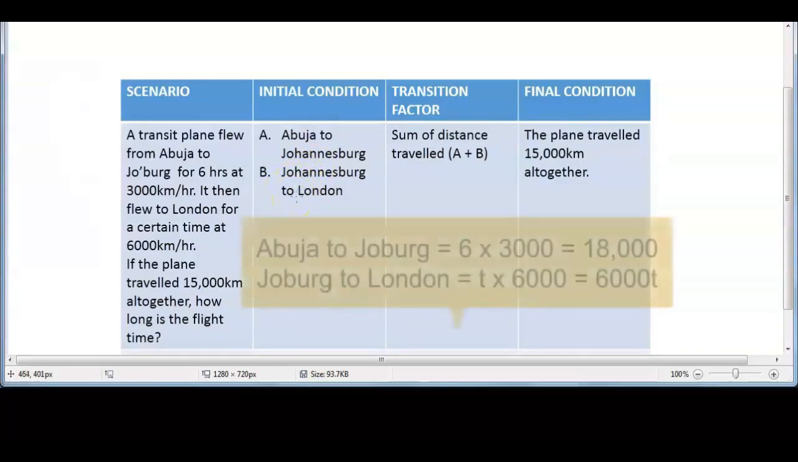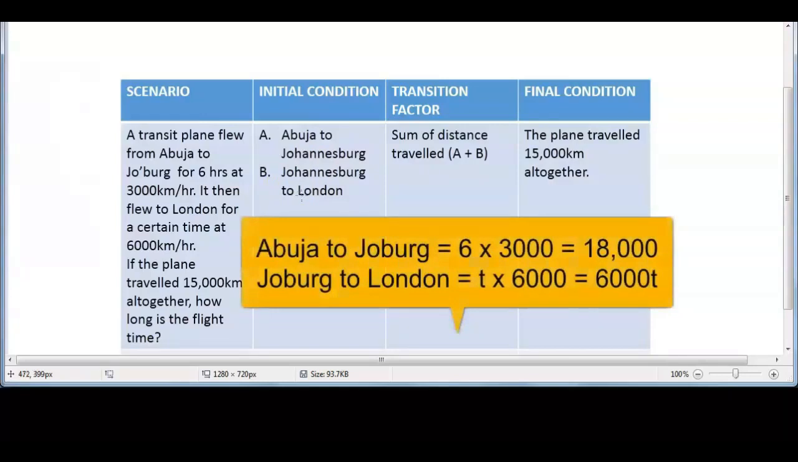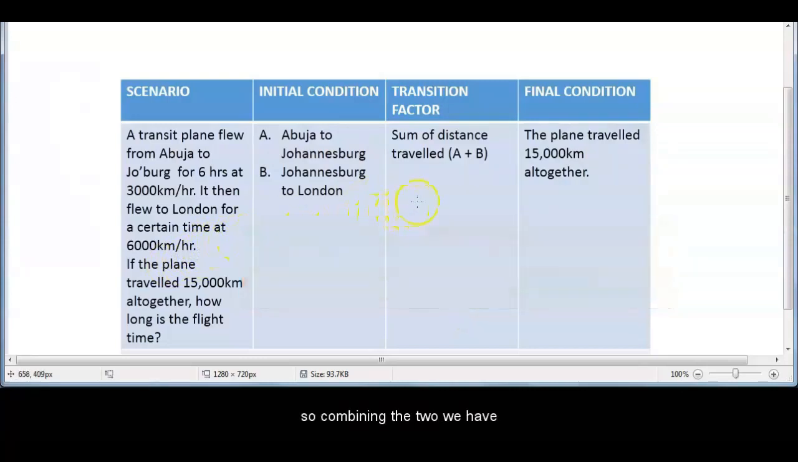This can be written as: Abuja to Johannesburg equals 6 times 3,000. That is speed multiplied by time, which equals 18,000. That's the distance. From Johannesburg to London, T multiplied by 6,000. T is not known, the time. The statement says a certain time. So it's 6,000 T.